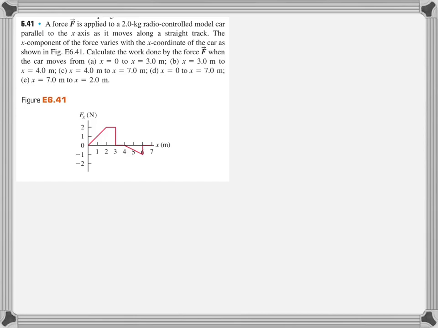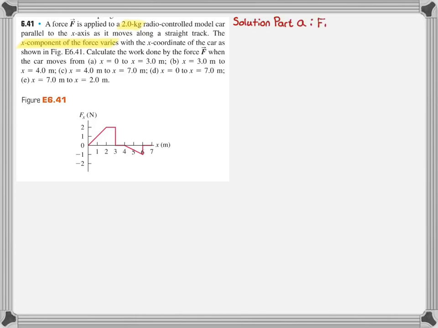So for this question, it says a force F is applied to a 2 kilogram radio-controlled model car parallel to the x-axis as it moves along a straight track. The x component of the force varies with the x coordinate of the car, as shown in the figure below. So they gave us the mass of the car. It says calculate the work done by the force when the car moves from 0 to 3 meters.